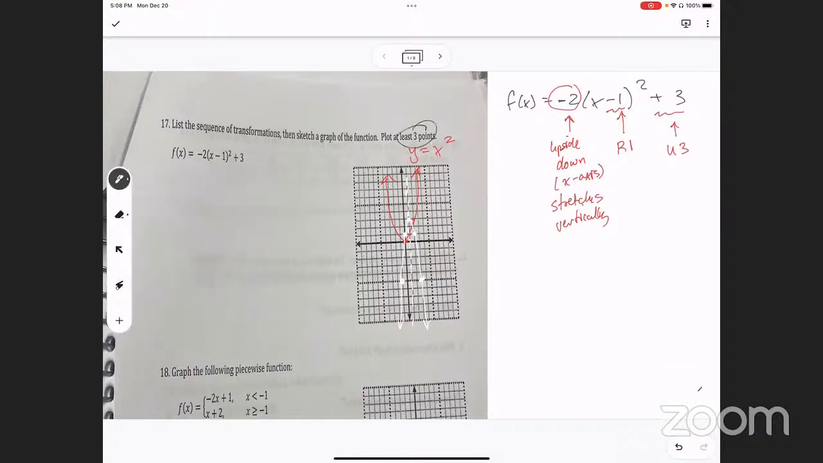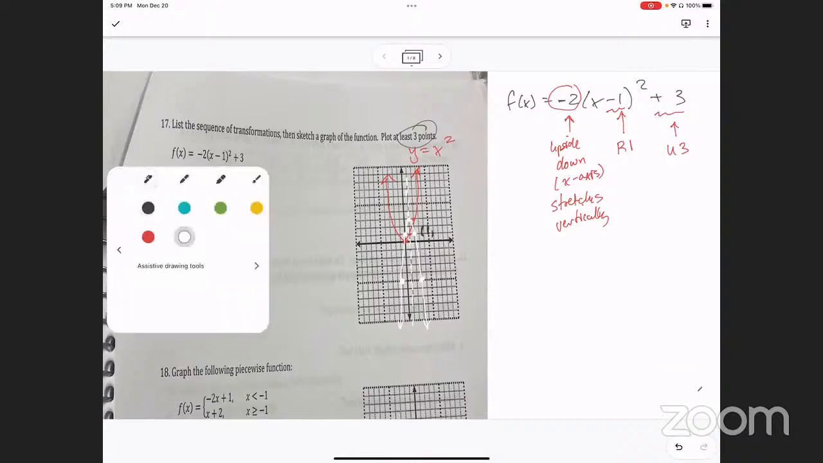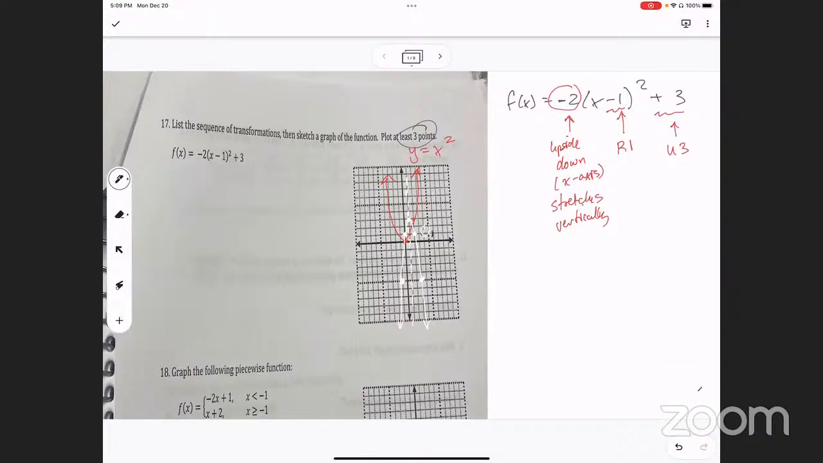And you can actually check those points. They said plot at least 3 points. Well, we plotted 5 points, but you can check them just to make sure you did it right. Plug in this. That point should be 1, 2. Sorry. Or is it 1, 1? No, it's 2, 1. My bad. I'm going over 2, right? Yeah. So that point is 2, 1.